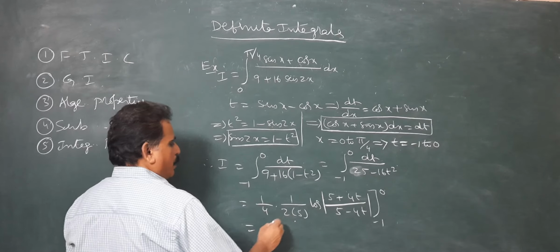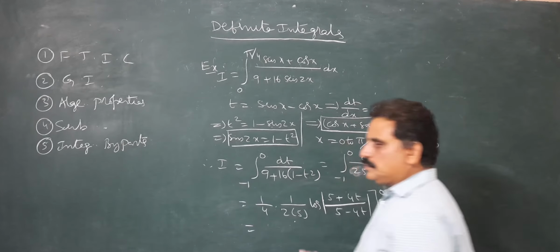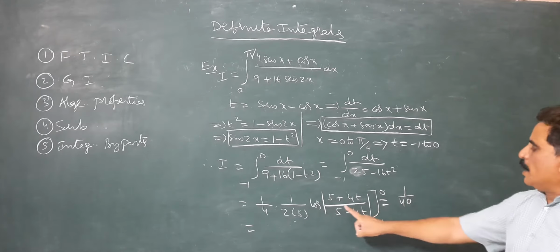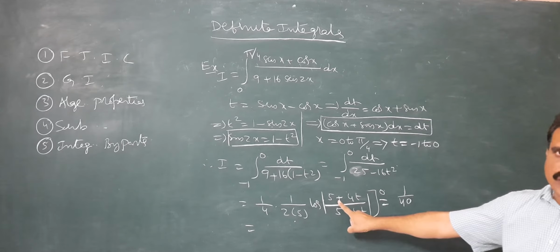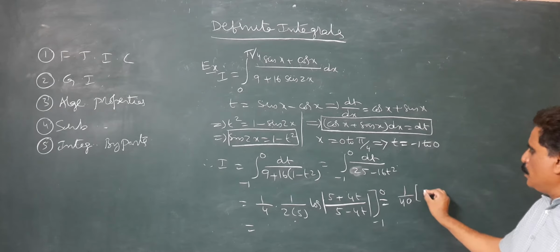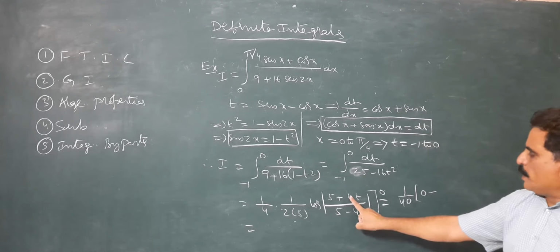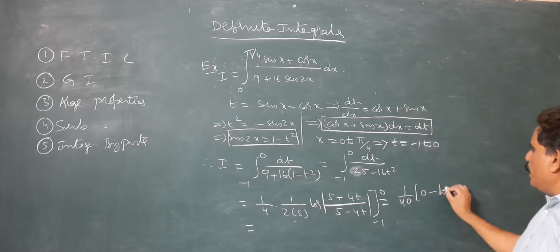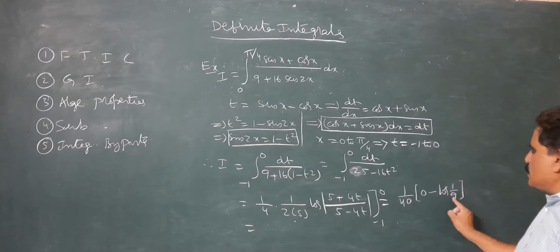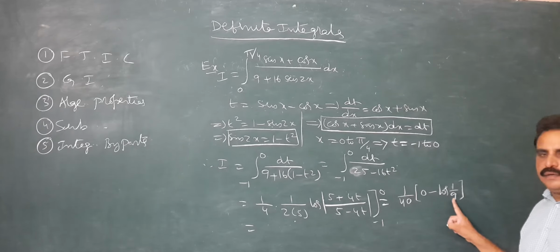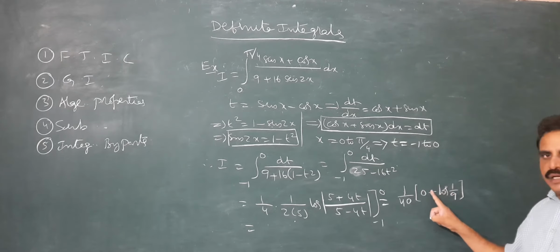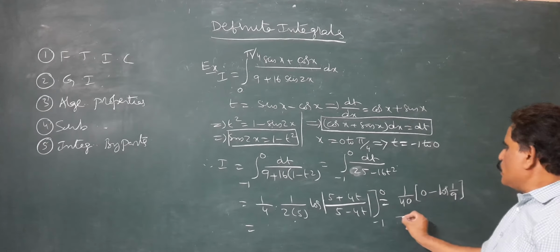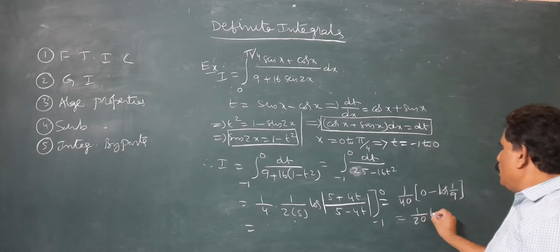Log 1 is 0. This value is equal to 1 by 40 into log mod. If you substitute 0, that becomes log 1, which is 0, minus, substitute t equal to minus 1: 5 minus 4, 1 by 9, log 1 by 9. Log 1 by 9 is log 3 power minus 2. Minus 2 take before: 2 log 3 plus 2 log 3. 2 cancel. So totally this value is equal to 1 by 20 log 3.